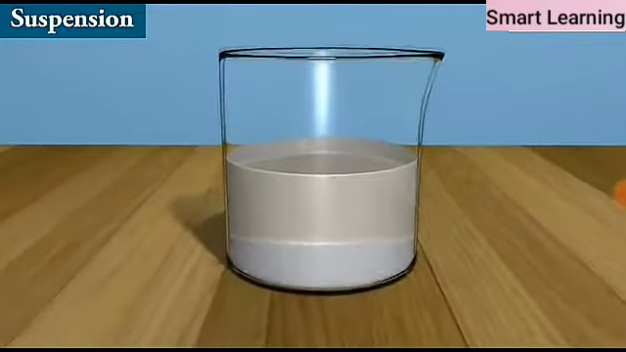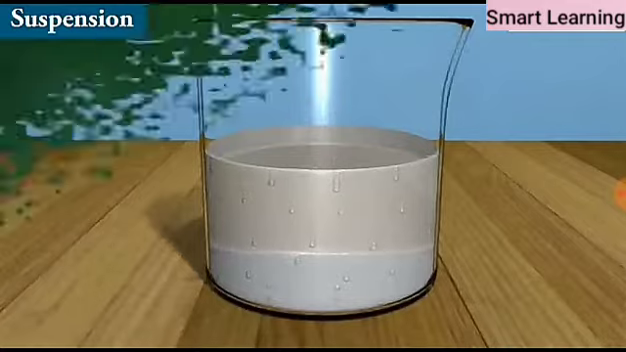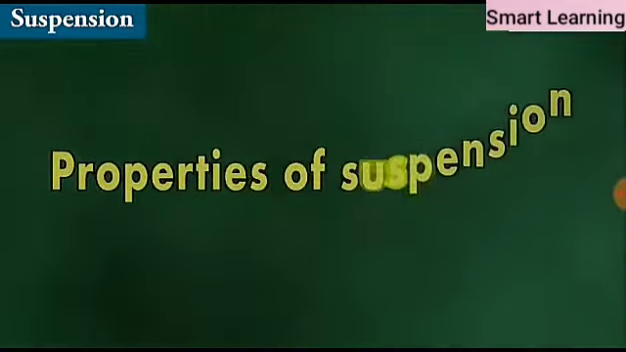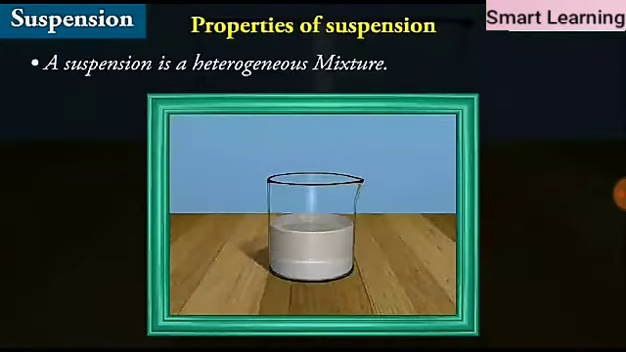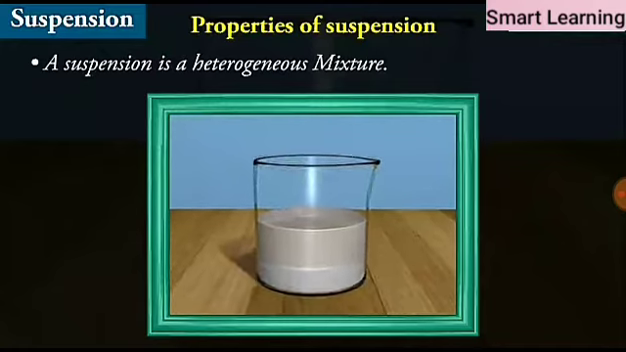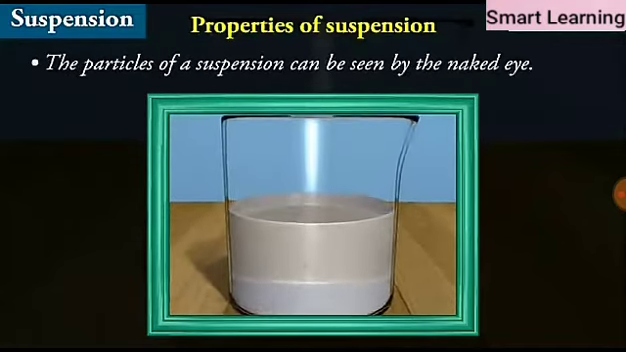Particles of a suspension are visible to the naked eye. Properties of suspension. A suspension is a heterogeneous mixture. The particles of a suspension can be seen by the naked eye.